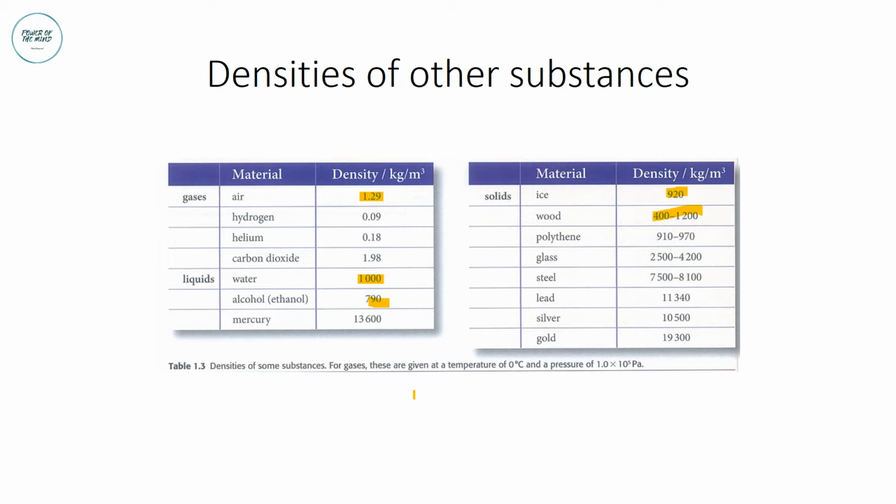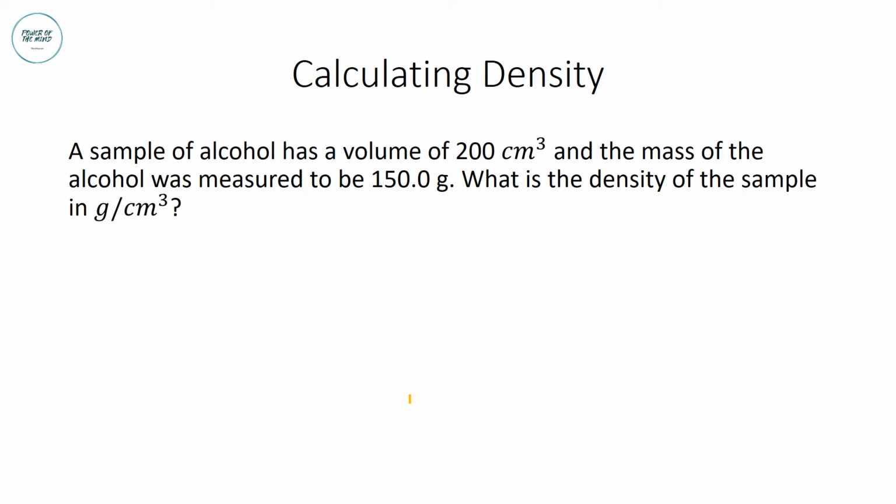So, calculating density. In this example, a sample of alcohol has a volume of 200 centimeter cube, and the mass of the alcohol was measured to be 150 grams. What is the density of the sample in grams per cm cube? Is this in SI unit? No, it's not in SI unit because it's in grams. SI unit is in kg per meter cube. Alright.